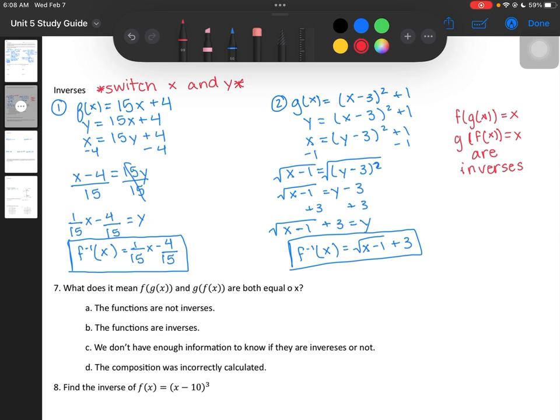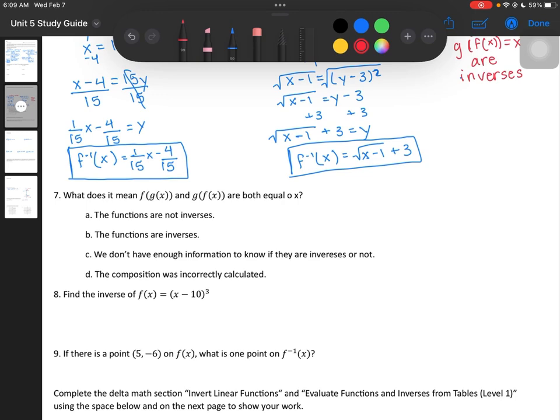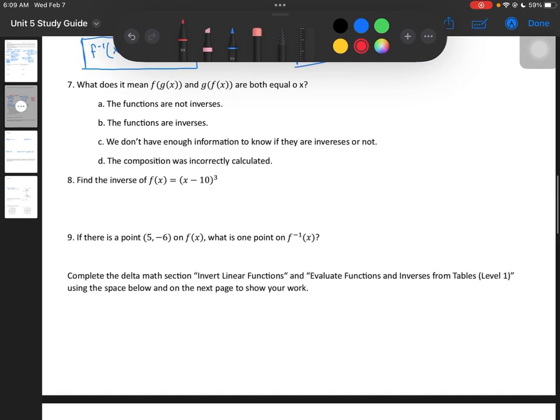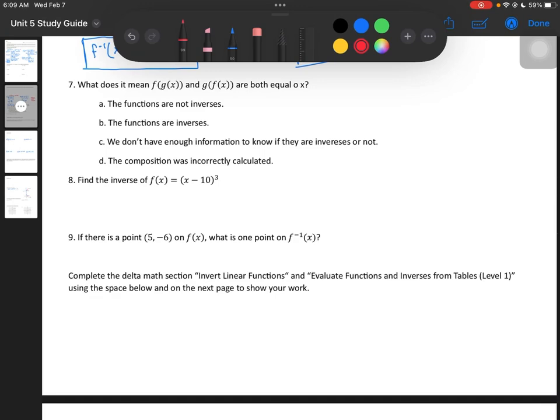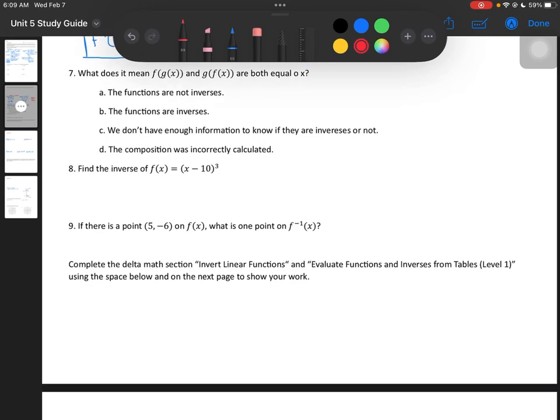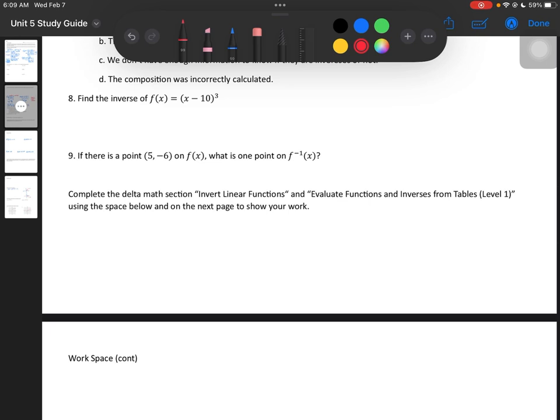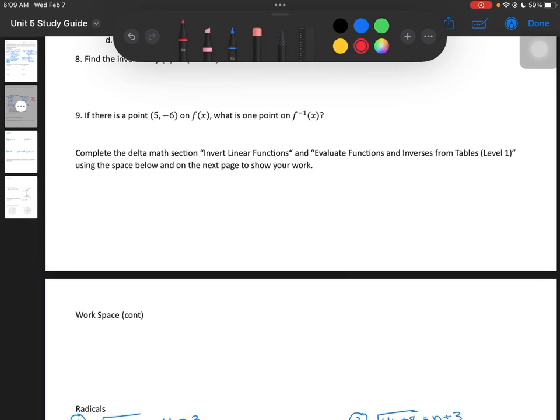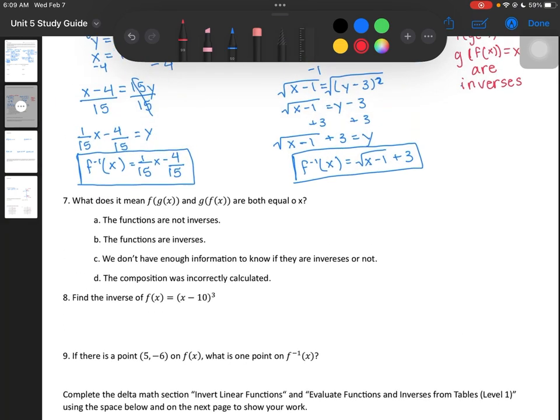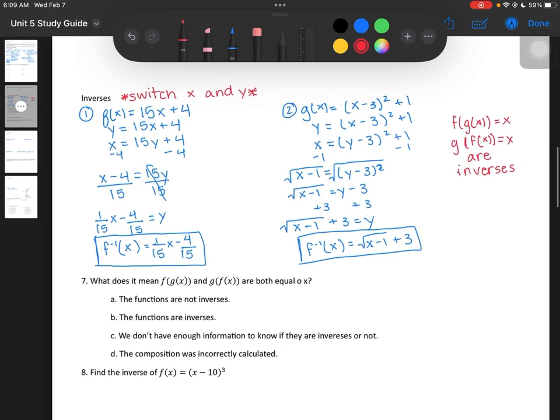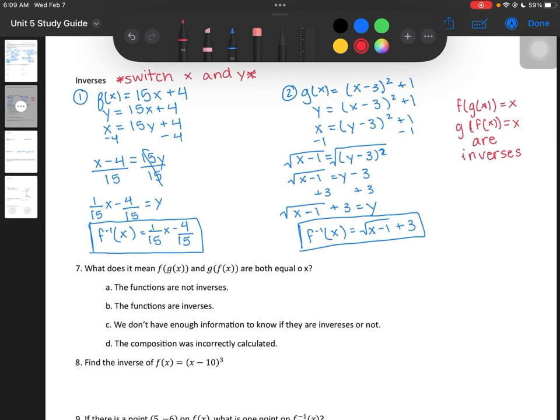Again, there are a couple practice problems down here, 7, 8, and 9. And then after you complete those and check those, there are 2 sections on inverting linear functions and evaluating functions and inverses from tables on Delta Math. So there's some space here for you to show your work on those. You can use a separate sheet of paper if you need to. But go ahead and pause the video, complete the inverse questions, and then come back.